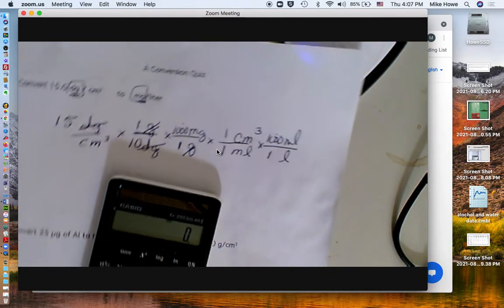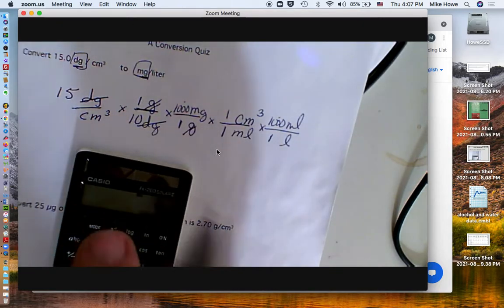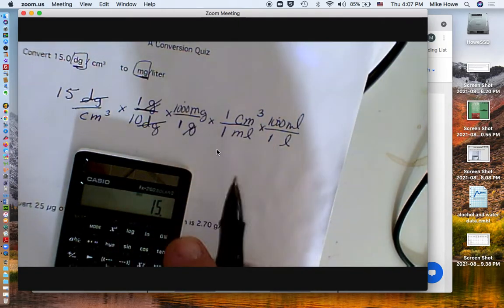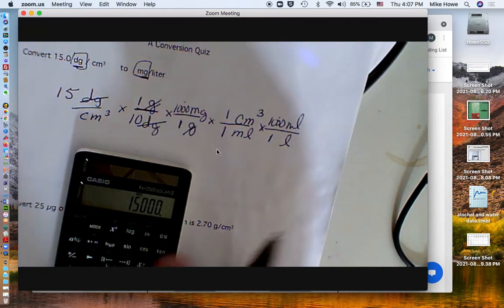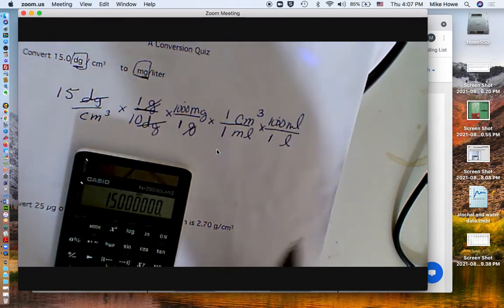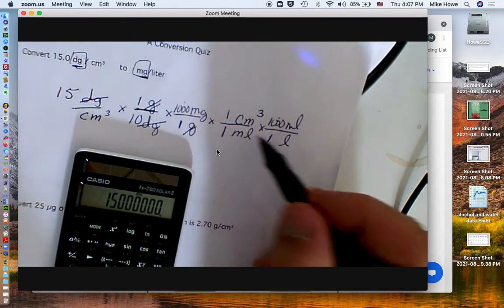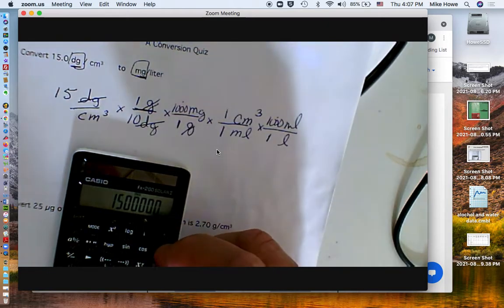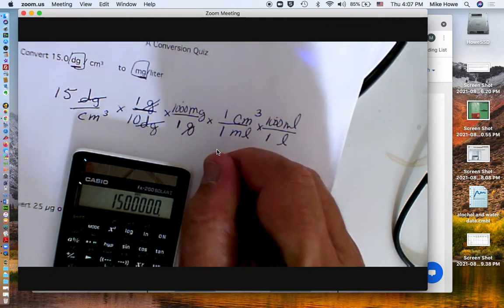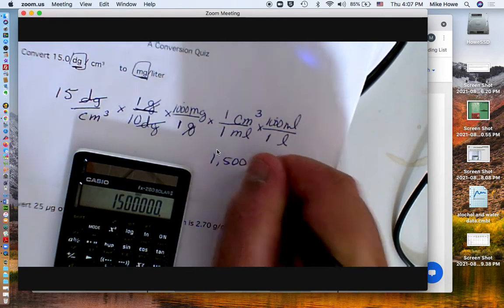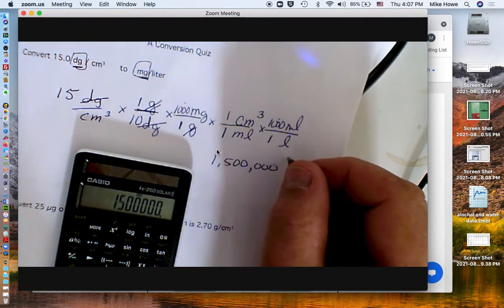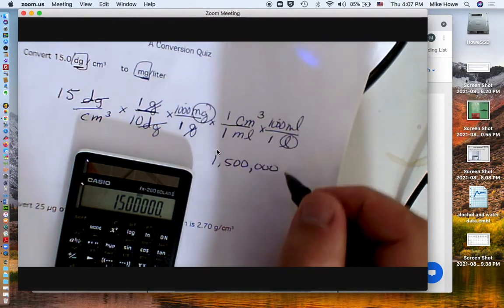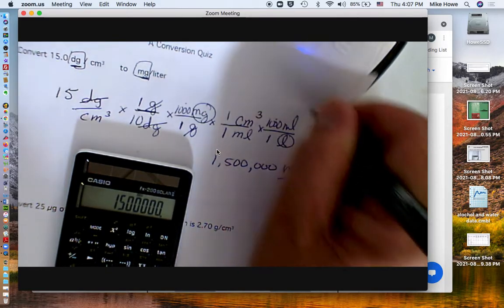So when we do this math, we're going to multiply all of the numbers on the top. And so that's 15 multiplied by 1, multiplied by 1,000, multiplied by 1,000 again. That's the top. Now we're going to divide by all of the numbers on the bottom, but there's only one number this time, so we're going to divide by 10. And that gives us 1,500,000. That's the correct answer. The unit is going to be what's left on top, milligrams, and on the bottom is liters, so milligrams over liter, which is what we're looking for.